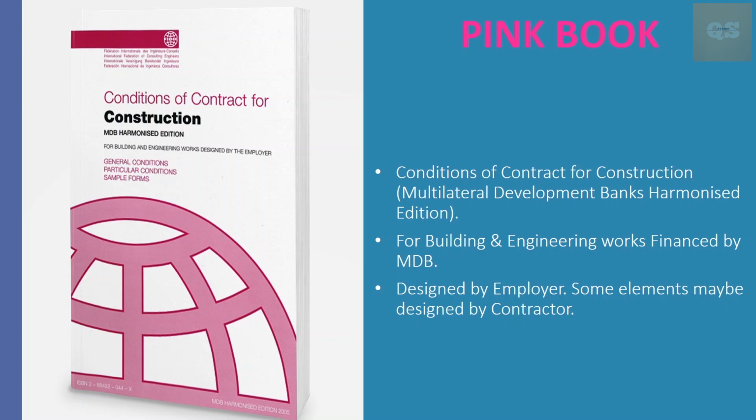That is, this book is used mainly when the building and engineering works are being financed by some multilateral development banks. So there will be different clauses that will be laid down according to the bank conditions. So that will be the major difference from the red book. And here again, design is mainly done by the employer and only some elements may be designed by the contractor too. So major difference between the red book and the pink book is the conditions laid down by the multilateral development banks. The different clauses will be modified accordingly.